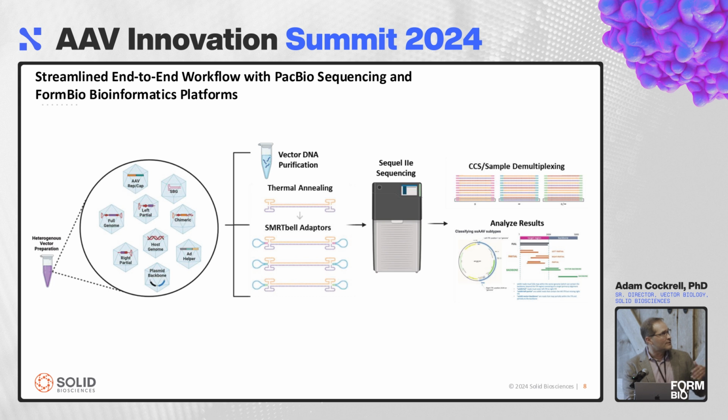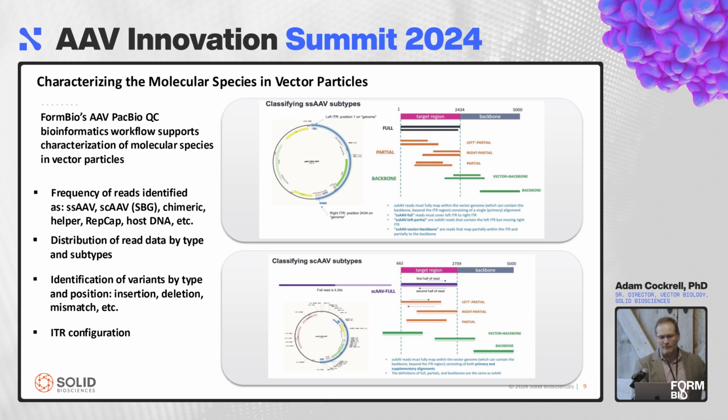So we're working with Form Bio, like I said, and PacBio sequencing, and we're working with various CROs to have an end-to-end workflow. We prepare the vectors, we have our own purification and vector production in-house, and then we ship everything out to various CROs to help us with the vector purification, the thermal annealing that Phil mentioned, and then doing SMRTbell adapters and the sequencing. We have typically used a Sequel IIe system from PacBio, and then we do all of the bioinformatics and get the results out.